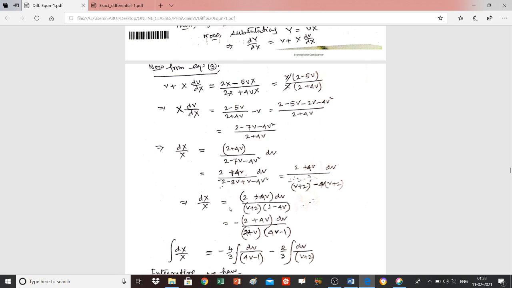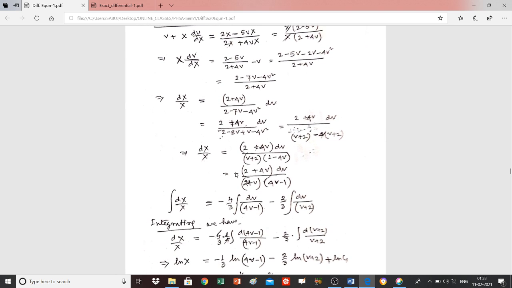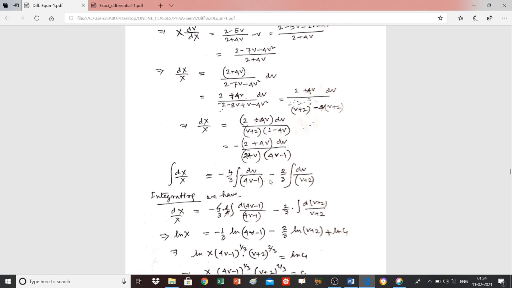So from here dx by x is equal to (2 plus 4v) dv by (v plus 2) into (1 minus 4v). So you can write (2 plus 4v) by (2 plus v) from here, and from here 4v minus 1. Now integrate both sides of this expression. dx by x is equal to, obviously you can write this term as 4 by 3 dv by (4v minus 1) minus 2 by 3 dv by (v plus 2). Just simplify this, you will get this equation. So this expression can be written in this fashion.